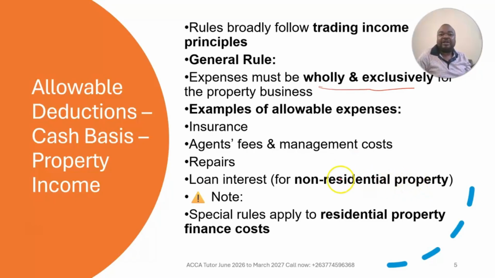Examples of allowable expenses are insurance. Yeah, the insurance on the property is going to be allowable. Agents fees and management costs, these ones again, because we are always going to use estate agents for us to run the property business properly. Repairs are going to be allowable. The loan interest that is for non-residential property is going to be allowable.